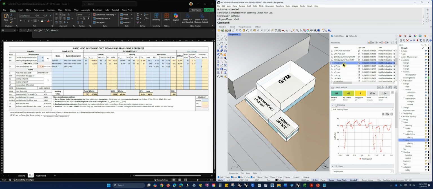Okay, and so then what I did next is I tried different mechanical systems. I have the VAV boiler system for both the gym and the mechanical locker room, and then I have a VRF for the office lobby, and then finally I changed my heating and cooling delivery for the gym to an air source heat pump, and I kept the VAV for the office. So I'm saying I went through a process and tried different mechanical systems.